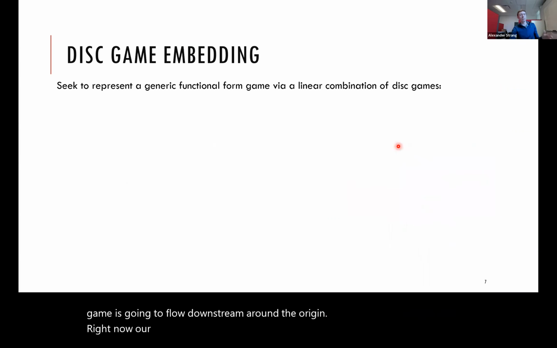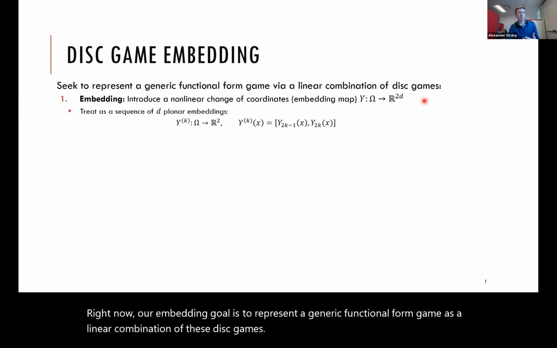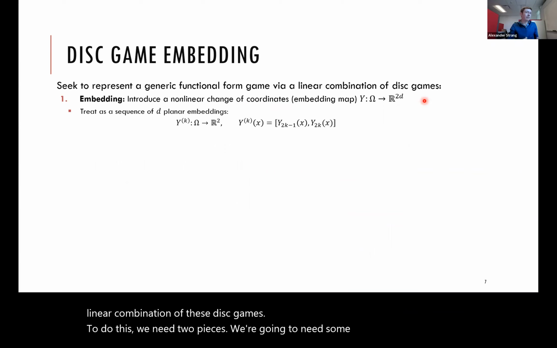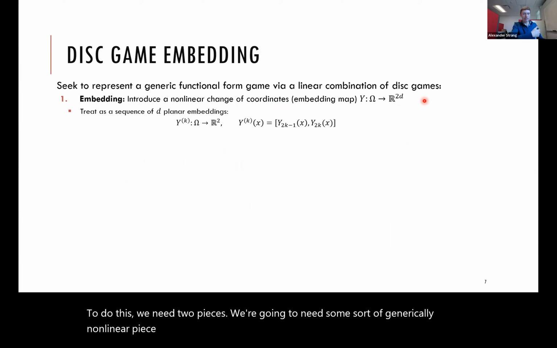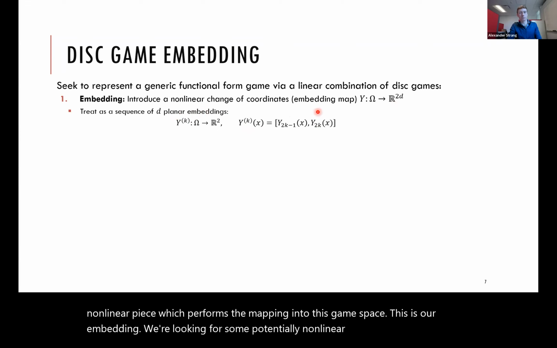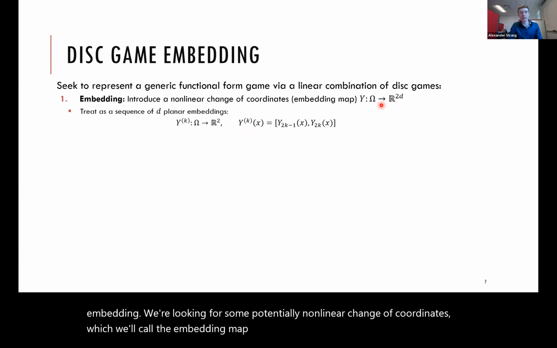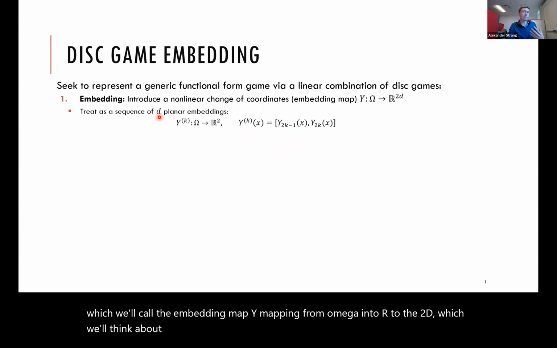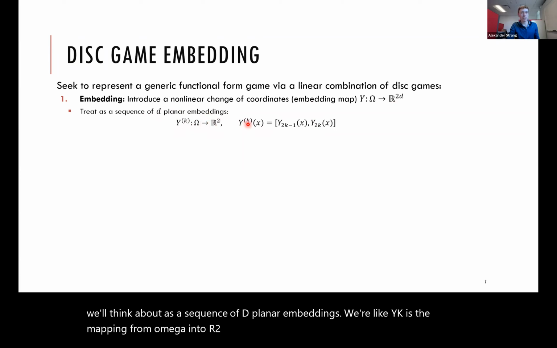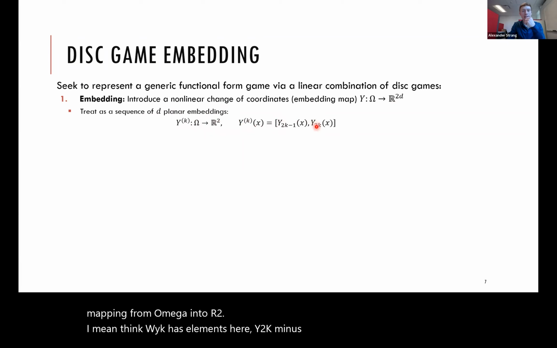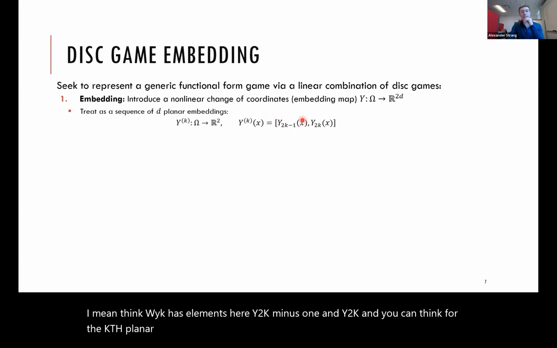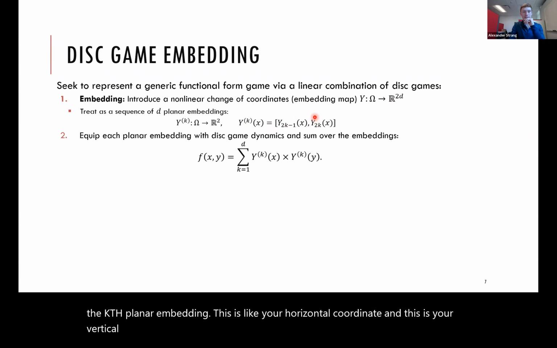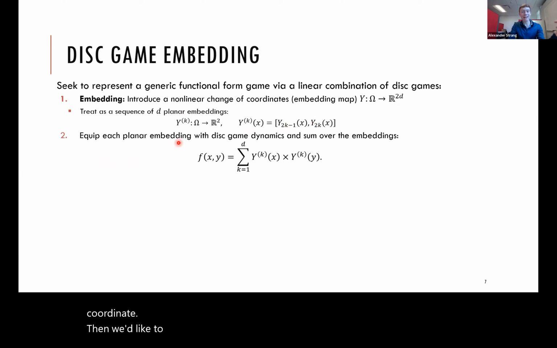All right. Now, our embedding goal is to represent a generic functional form game as a linear combination of these disk games. To do this, we need two pieces. We're going to need some sort of generically nonlinear piece, which performs the mapping into the disk game space. This is our embedding. We're looking for some potentially nonlinear change of coordinates, which we'll call the embedding map y, mapping from omega into R to the 2d, which we'll think about as a sequence of d planar embeddings, where y_k is the mapping from omega into R2. You can think y_k has elements y_{2k-1} and y_{2k}. And for the kth planar embedding, this is your horizontal coordinate, and this is your vertical coordinate. Then we'd like to equip each planar embedding with that disk game dynamic.